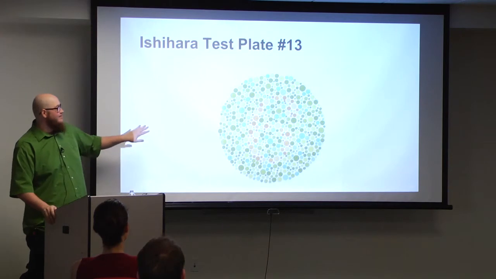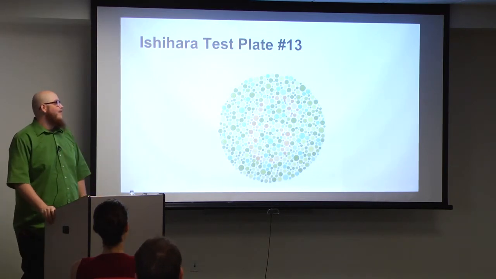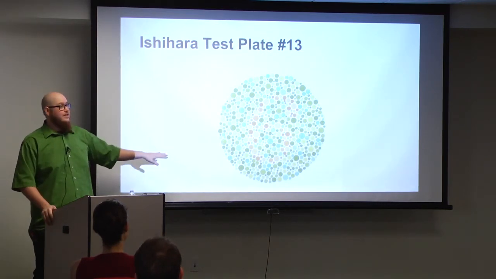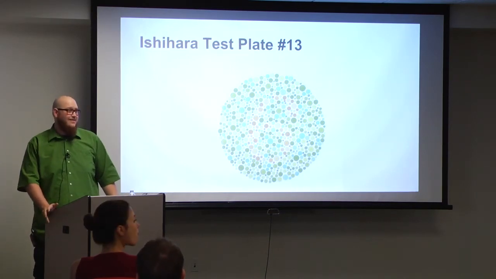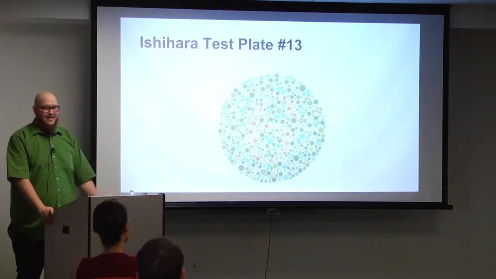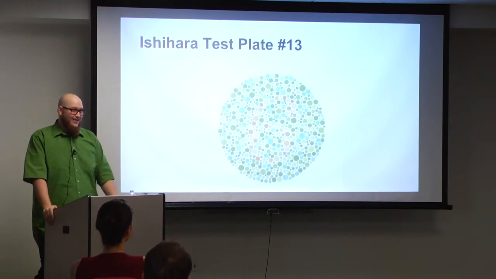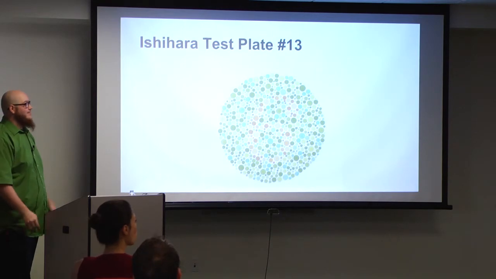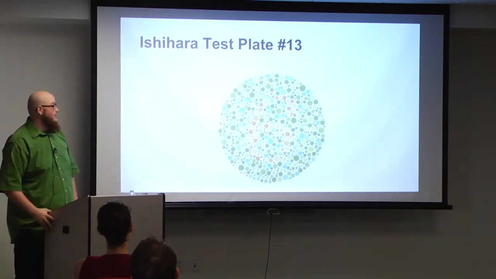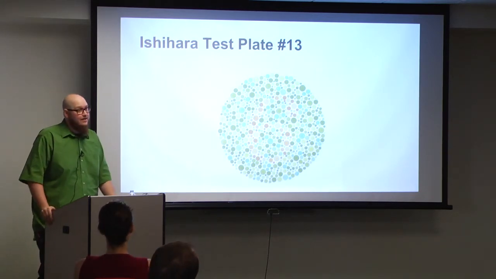This is Ishihara plate number 13, which you should see a 6 on here. Does everybody see a 6? I thought it was an 8 too. You might have some trouble. So to me, this is actually just a bunch of dots. I can't make out anything.